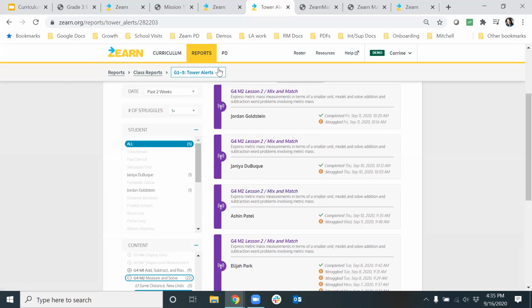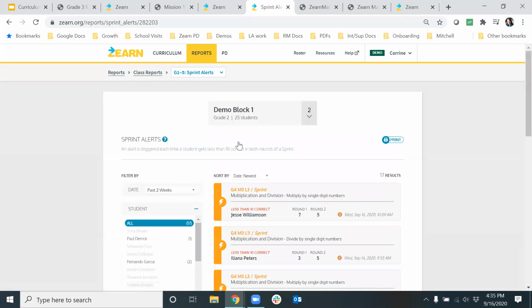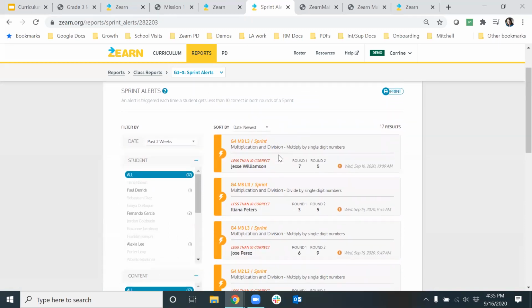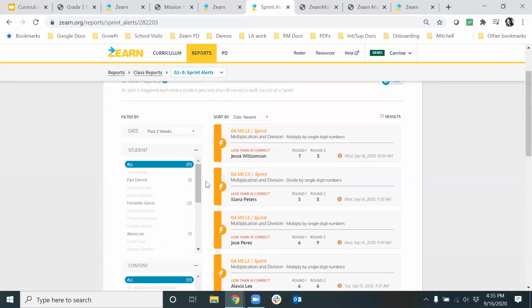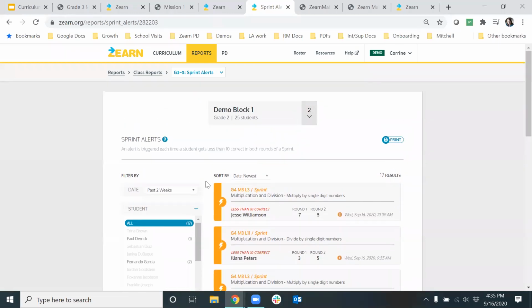The last report at this class level is the Sprint Alert report, which helps teachers identify students who are struggling with lesson-aligned fluencies. So similar to the Tower Alerts, teachers can filter this report by date, by student, and by content as well. Okay, so those are the 4 class level reports that provide real-time data to help summarize and prioritize where teachers might spend their time in supporting kiddos.